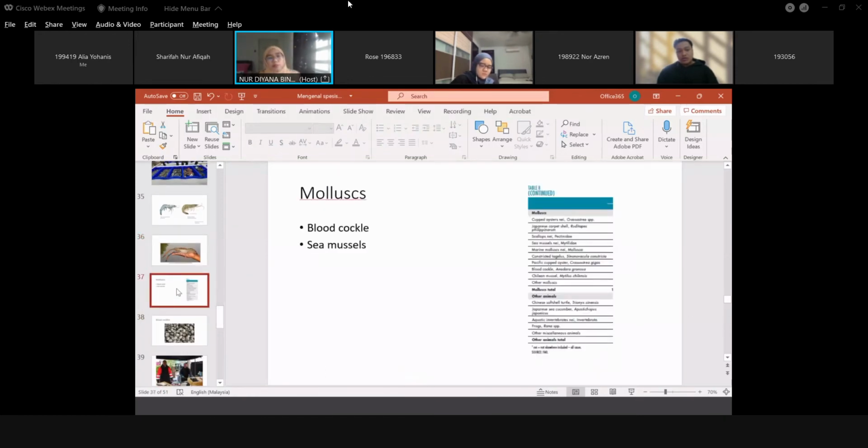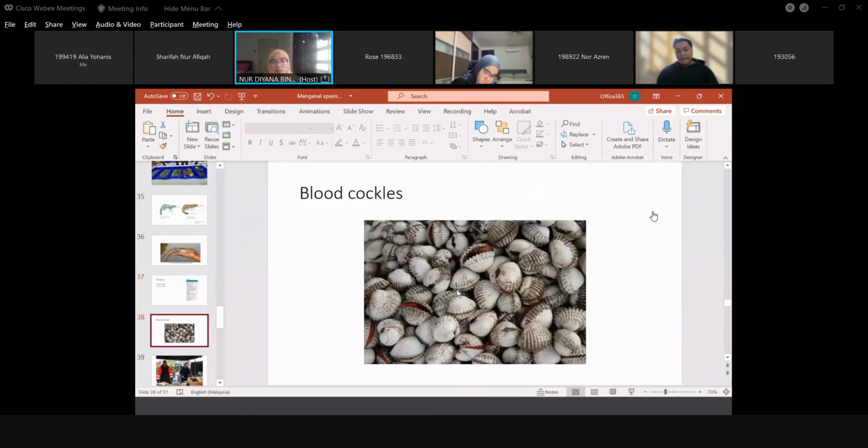All right. We also have mollusks in Malaysia. I just want to highlight blood cockles, Anadara granosa, and sea mussels. For sea mussels, there are a few species. It doesn't matter, just put whatever you think is right in the assignment. Right, red cockles.